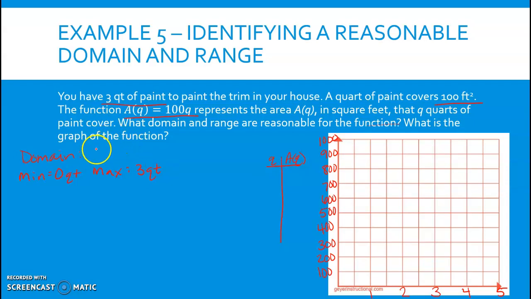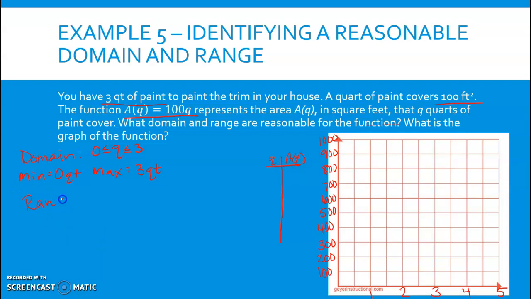So my domain is that 0 is less than or equal to Q is less than or equal to 3. We're writing this as an AND compound statement. So we're saying that Q is between 0 and 3. And so this is how we write it. So that's my domain. Well, now I got to figure out my range.